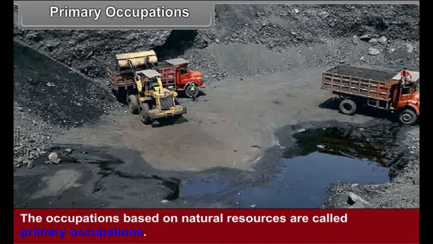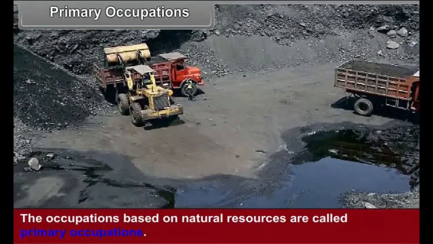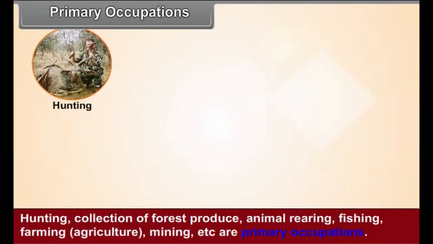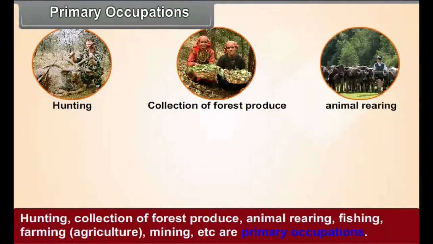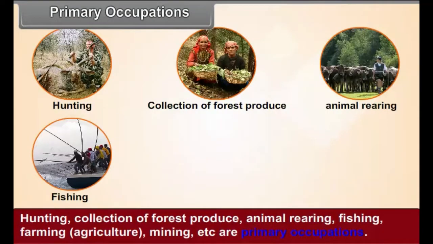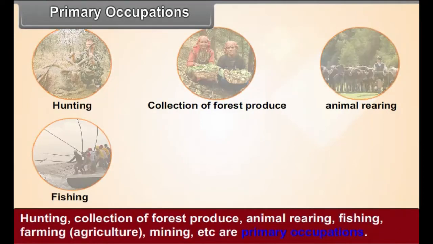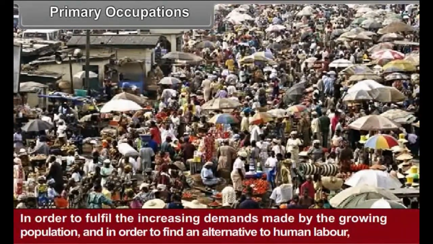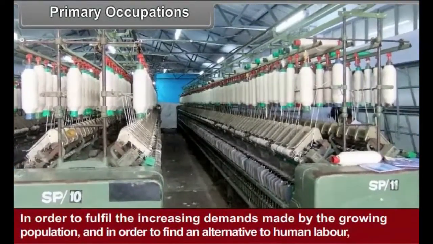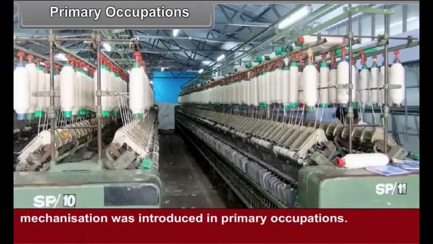Primary occupations. The occupations based on natural resources are called primary occupations. Hunting, collection of forest produce, animal rearing, fishing, farming, that is agriculture, mining, etc. are primary occupations. In order to fulfill the increasing demands made by the growing population and in order to find an alternative to human labor, mechanization was introduced in primary occupations.